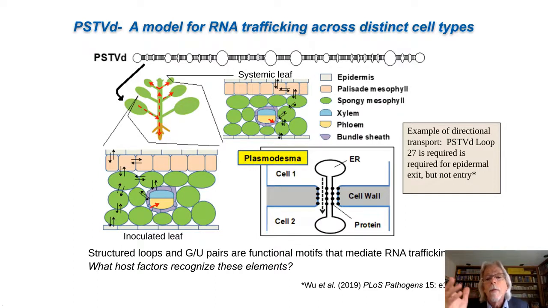Fascinating. So there's a very crude diagram here of a plasmodesma, or plasmodesmata, if you will. And we know very little about how these things function. In fact, there are proteins there that regulate the gating, and presumably these are different between different cell types, but we really know very little about how this occurs. And really the next frontier will be to figure out what host factors recognize the elements that are required for this RNA transport.